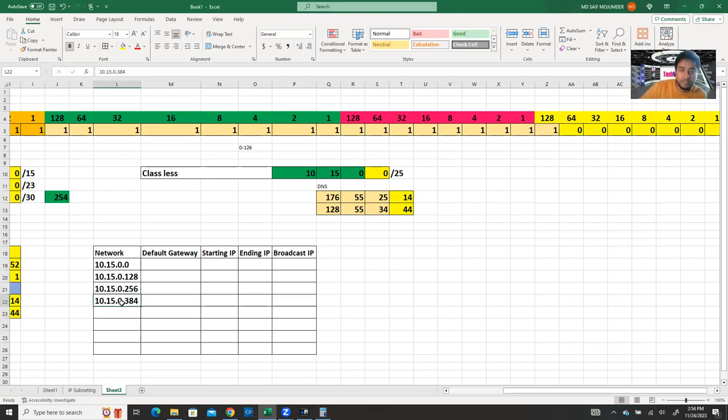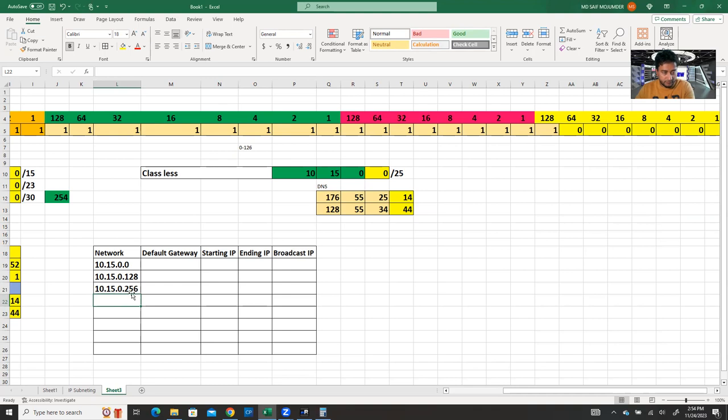But do you think we can go here? No, we cannot, because this is the network requirement or policy. You have to maintain it. You cannot go over 256. Never, ever. You cannot use 256 even. You see.